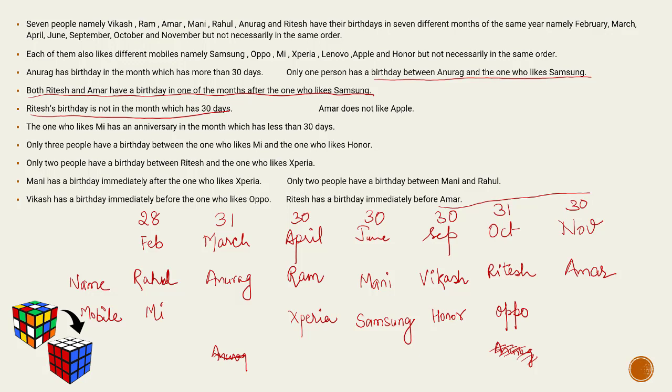Now we only have to match the mobile brands for March and November, that is for Anurag and Amar. Now this point will help me. Amar does not like Apple. That means I cannot put Apple with Amar. So Apple would go with Anurag. And the mobile brand left for Amar is Lenovo. So this is the complete solution here.